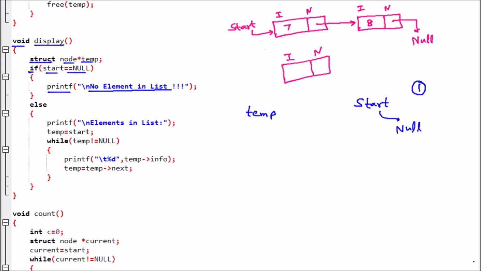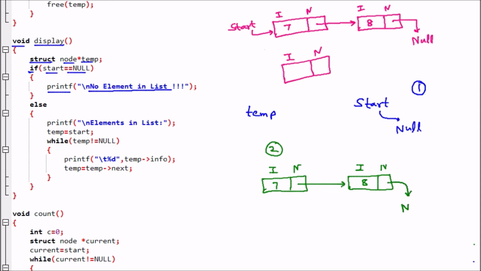If we assume that there are some elements available in the linked list, then what will happen? Then we go towards case number 2, where we assume that there are certain elements available, like 1 and 2. These are the 2 nodes available. All the nodes have an info part and a next part. Info contains the information, like 7 and 8. Next is pointing to the next node, which is pointing to null, and there is a start pointer which is pointing to the start node here.